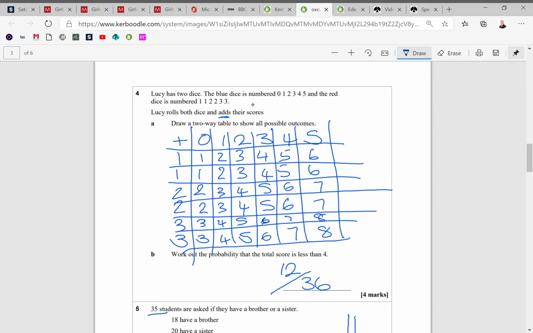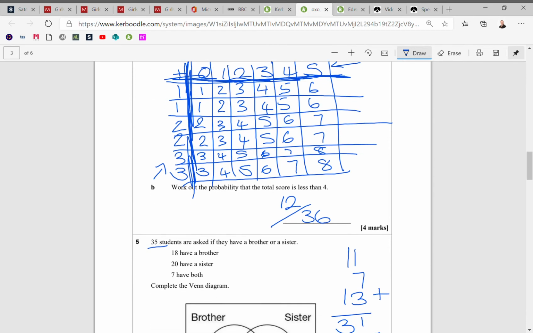Two-way table, so I put my first one, these are those numbers there, and these ones are these numbers up the side. Now, ideally, obviously with a ruler and all of that, but try and split up your columns here so you don't end up counting your top numbers. Then I added them up, and then I looked at how many were less than 4, and there were 12 options that were less than 4, out of 36 options in total.